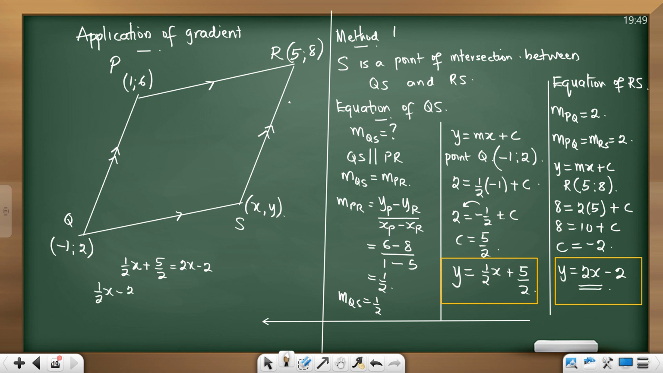1 over 2x minus 2x, minus 2 minus 5 over 2. What would that give me? Minus 3 over 2. And that will give me what? Minus 9 over 2. Am I right? Are you getting 3? Are you getting x as 3?